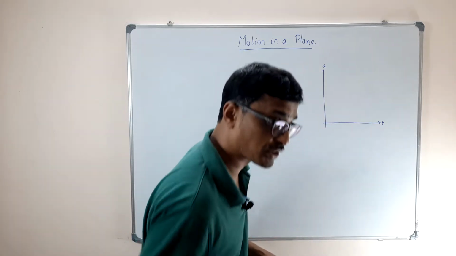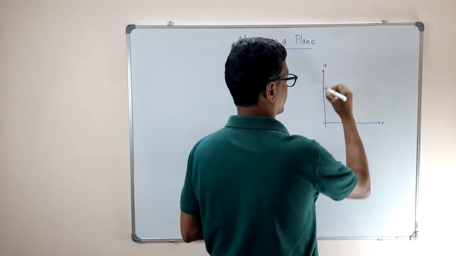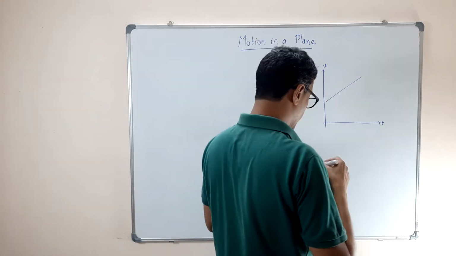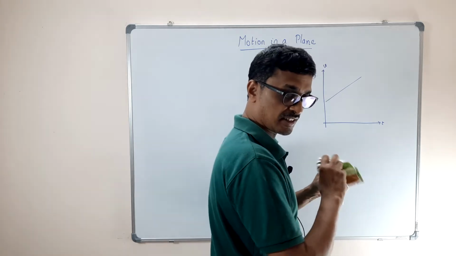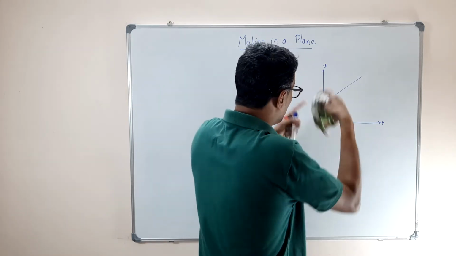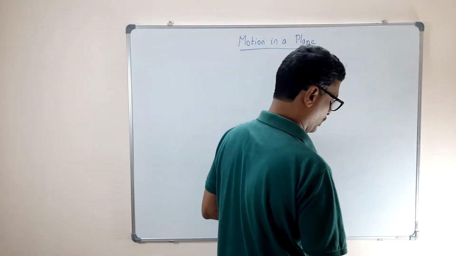Similarly, we did it for the velocity also. Remember? We took the velocity and time here, then we defined the acceleration. So these things won't work in 2 dimensions, that is, in a plane. So we have to make a different type of plots, graphs. I will show how to do it.